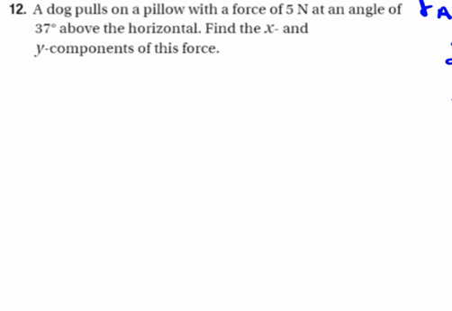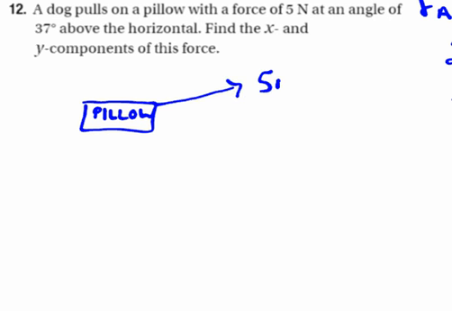So this dog's force is shared. Okay, let's try this again. This is the pillow. The dog is pulling on the pillow with 5 newtons of force. That's force applied. And the angle is 37 degrees above horizontal.